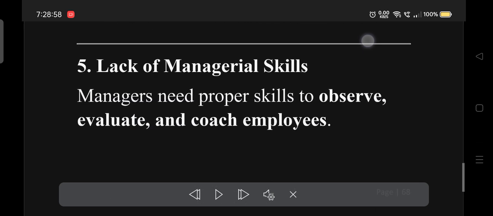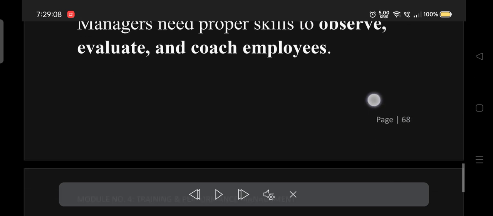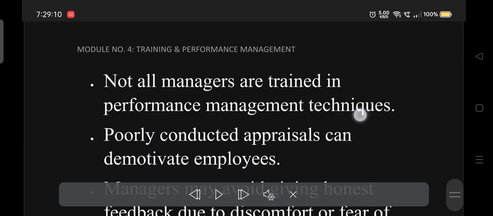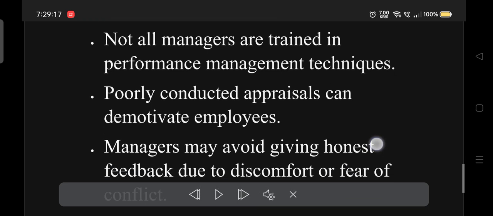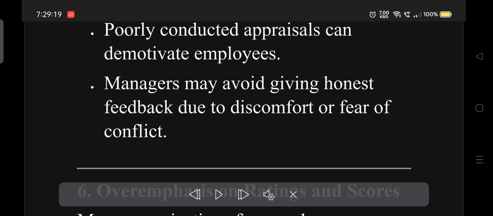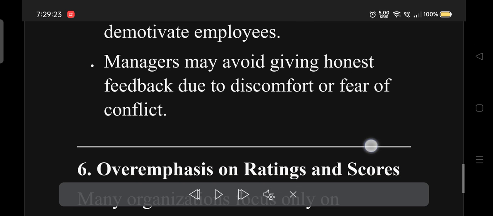5. Lack of managerial skills. Managers need proper skills to observe, evaluate, and coach employees. Not all managers are trained in performance management techniques. Poorly conducted appraisals can demotivate employees. Managers may avoid giving honest feedback due to discomfort or fear of conflict.